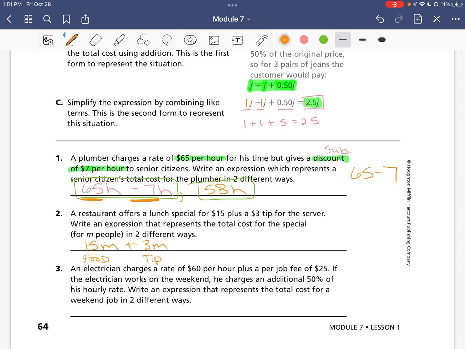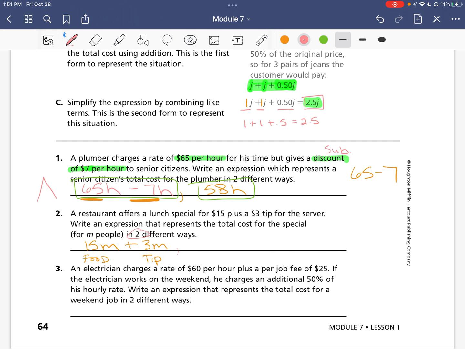So if you were to know how many people came, you could plug in, say we did 5 people: 15 times 5 plus 3 times 5. Okay, but we don't know that yet. And then what would be the other way to do that? Because we do need to do this 2 different ways. Pause the video if you need to, but what's the other way we're going to write that?